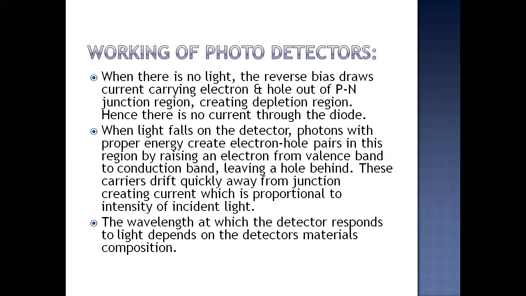Now, when light falls on the detector, what happens? Photons with proper energy strike this active region, which is between the p-type and n-type material. Due to the light illumination, the ions in the region absorb that energy. If sufficient energy is there, then electron hole pairs are created by raising electrons from the valence band to the conduction band, leaving holes behind. Thus, carriers drift quickly from the junction, creating current which is proportional to the intensity of incident light.